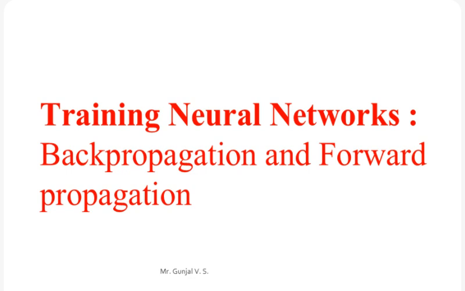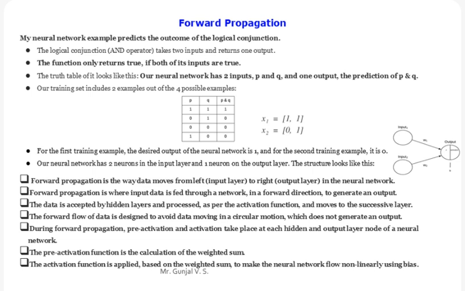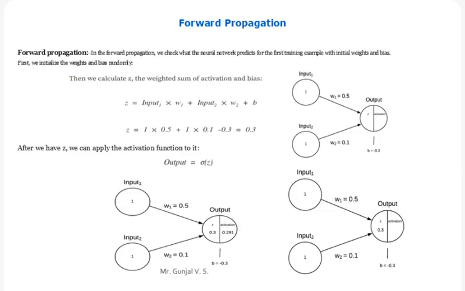Training neural networks involves backpropagation and forward propagation. These processes are crucial for adjusting the weights and biases to minimize errors. Forward propagation is the process of moving inputs through the network to generate an output. It involves calculating the weighted sum of inputs and applying activation functions. Let's look at an example of forward propagation. We calculate the weighted sum of inputs and apply the activation function to generate the output.